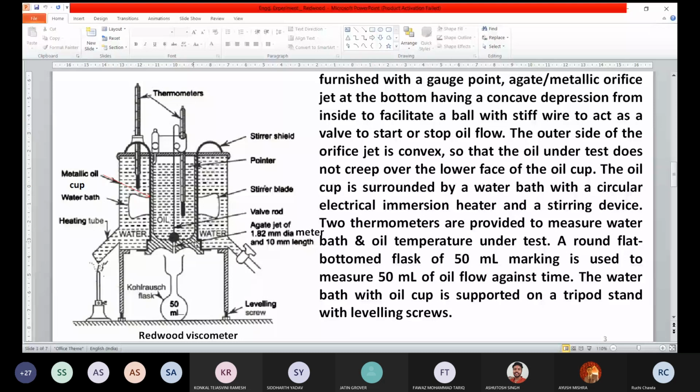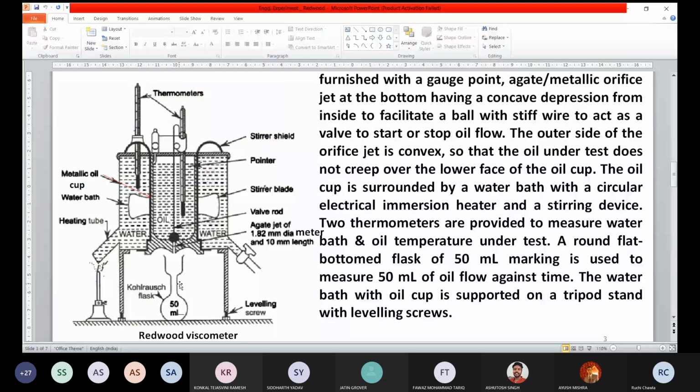You have to record the time, in how much time 50 ml volume of the oil has flown from the cup into the flask placed below. As soon as the oil reaches the 50 ml level in the flask, you will stop the clock and you will record the time. So what has to be done? Then you will lower the temperature a little bit.